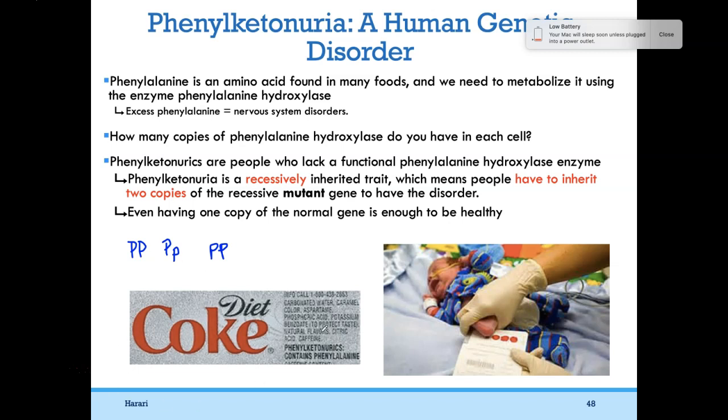You might have seen on Diet Coke, it says phenylketonurics contains phenylalanine, right? This is a warning for anybody with phenylketonuria to not drink Diet Coke, right? Because that is aspartame, which is partially phenylalanine.